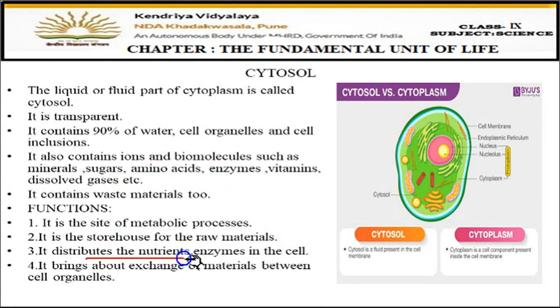for the reactions. So all the raw material is present in the cytosol. Then it distributes the nutrients and enzymes in the cell. Any molecule has to travel from one place to another. Then who is providing the medium to travel? So it is the cytosol.